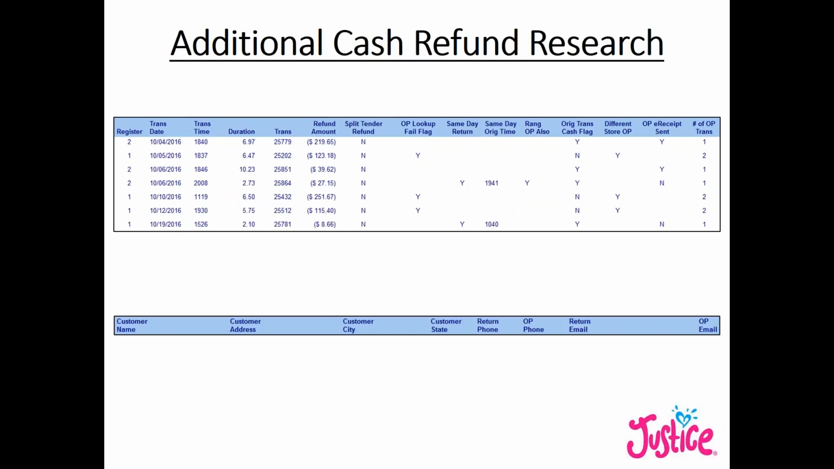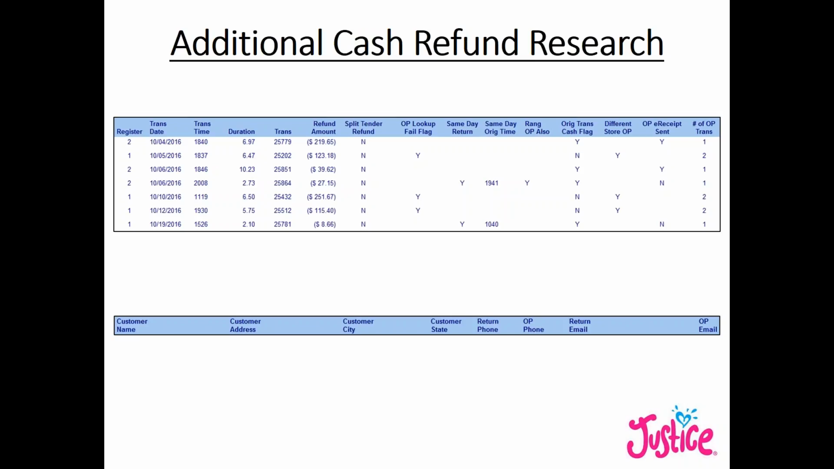The next column over is whether the original transaction had cash tender. The next one is whether the original purchase came from a different store. That's not always an indicator that it's not fraudulent, but fewer of those transactions are fraudulent in our environment than are not. The original purchase e-receipt.